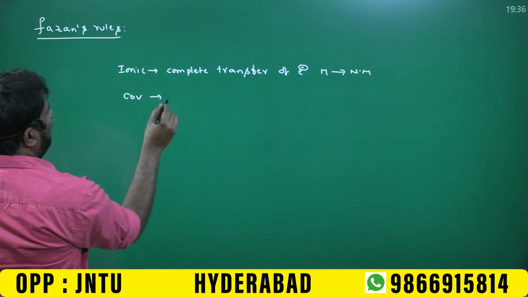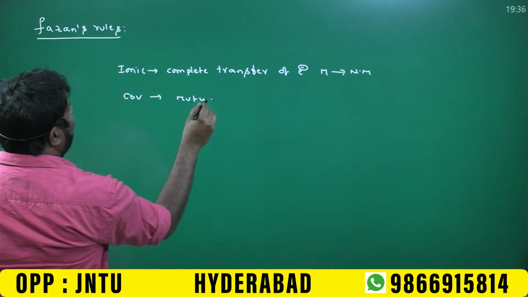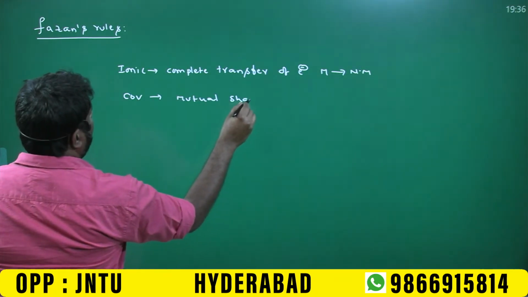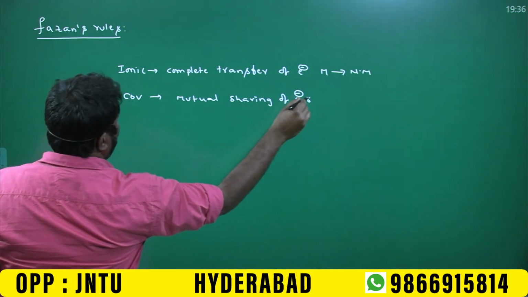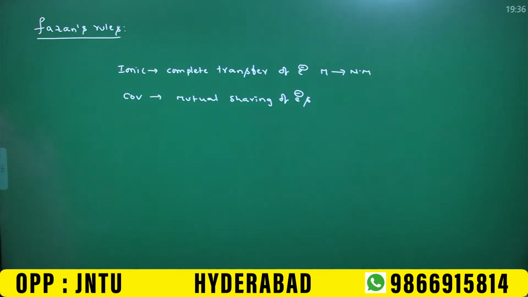Yes, covalent character means mutual sharing of electrons. That is covalent character. Mutual sharing of electrons. This is ionic character means complete transfer of electron.